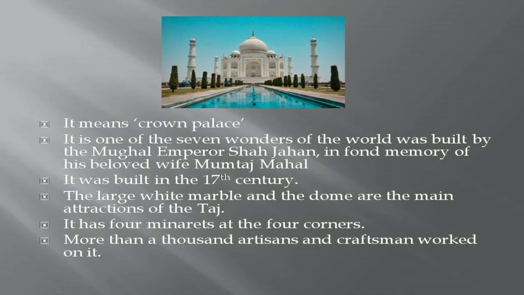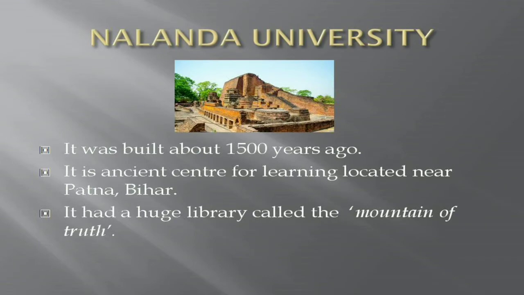The next monument is Nalanda University. Nalanda University was built about 1500 years ago. It is an ancient center for learning located near Patna in Bihar. This residential university later became a flourishing center for Buddhist learning. It used to attract students and philosophers from all over the world. It had a huge library called Mountain of Truth. This library stored thousands of books on astronomy, mathematics and philosophy.